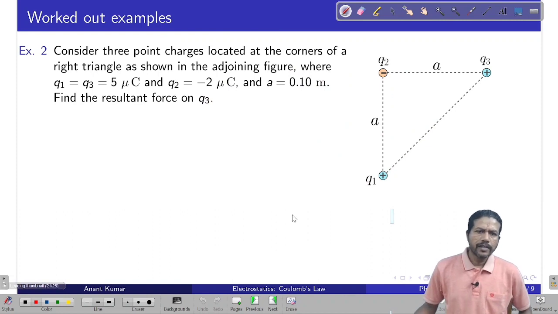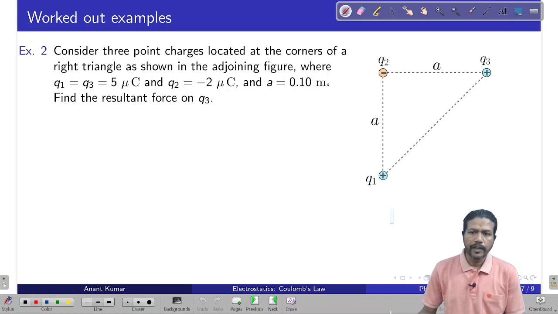Okay, as another example, let us try to work out the force on the charge Q3 over here, because of the other two charges Q1 and Q2. We find that Q1 and Q3 both are 5 microcoulomb, while Q2 is minus 2 microcoulomb. So in order to find out the net force on Q3, we first of all find out the force on Q3 because of Q1.